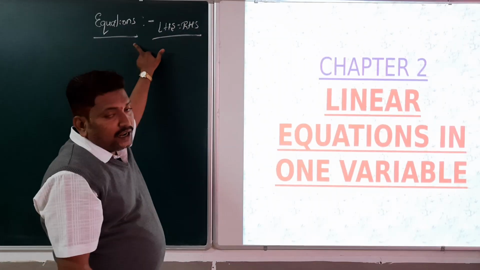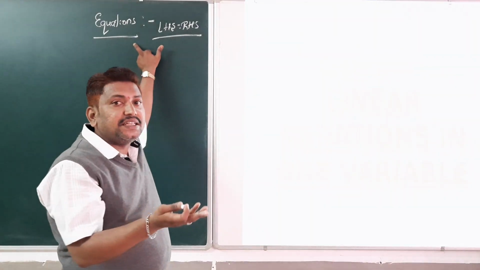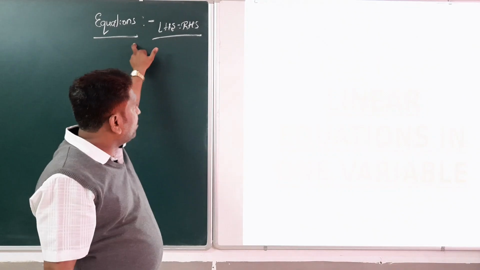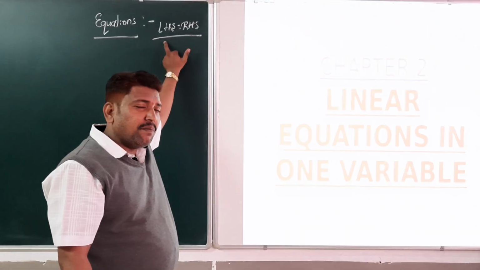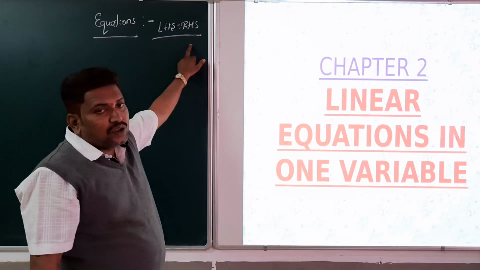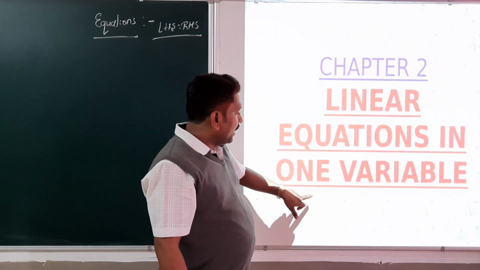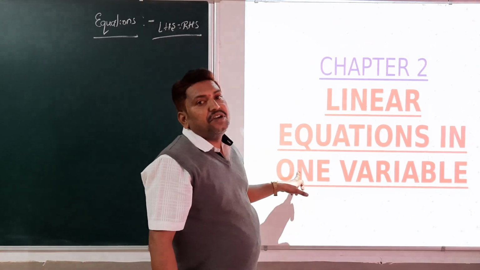The actual definition: the process of equating the numbers is called an equation. But in general, I am taking LHS is equal to RHS. Keep in mind, it is very important. Yes, we got the definition of this one. Then, what do you mean by linear equations?